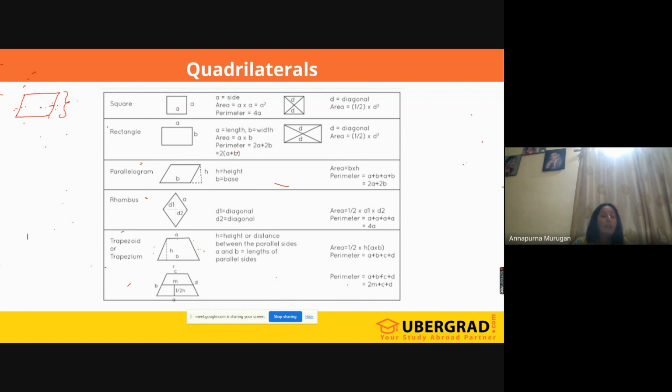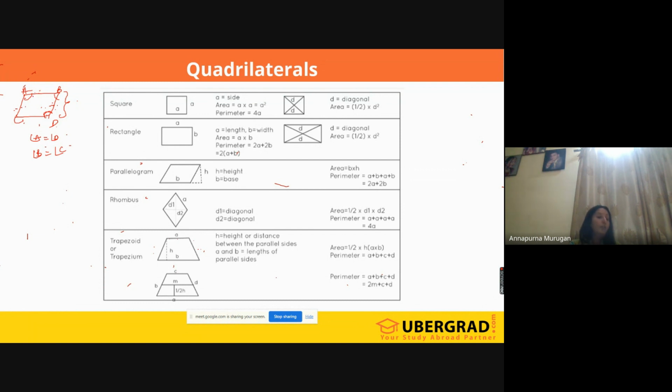So let us know some properties of a parallelogram. In a parallelogram, if I take A, B, C, D, what is it that we see? AB is parallel to CD, AC is parallel to BD. Opposite sides are parallel, opposite sides are equal. And opposite angles are equal, that means angle A is equal to angle D, angle B is equal to angle C. So this is what we have.